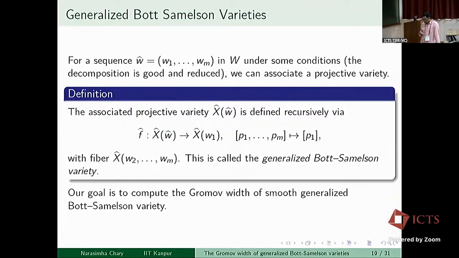Our goal is, because as I said, these are not smooth in general, but to make sense of Gromov width, I want a smooth projective variety. That is why I'm imposing the smoothness condition, which is equivalent to saying that each X_{W_i} is smooth. Since it's a fibration, I will demand that each X_{W_i} is smooth.